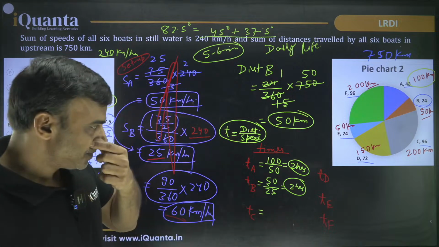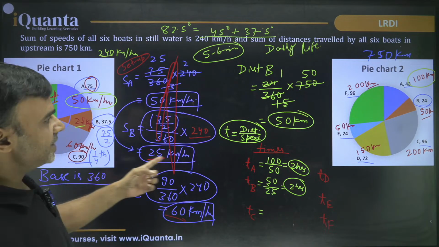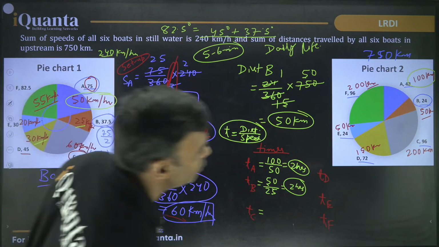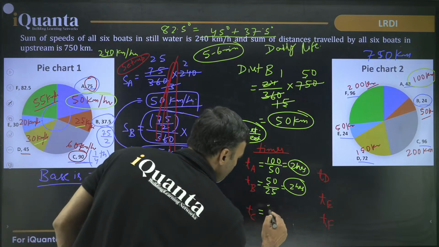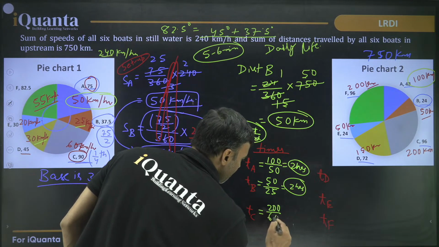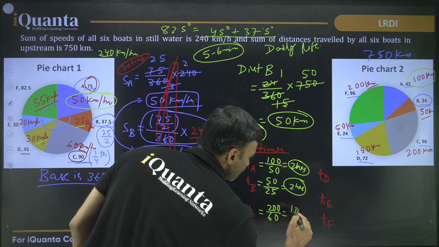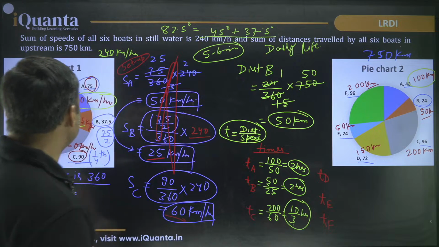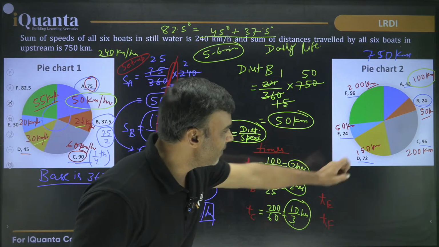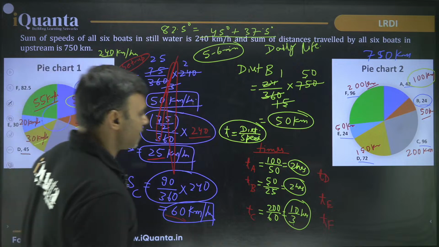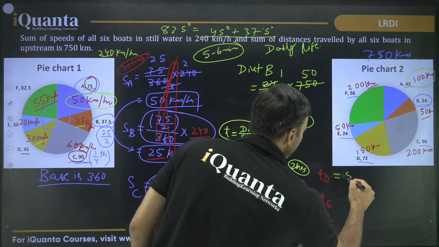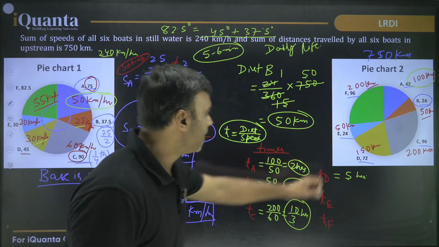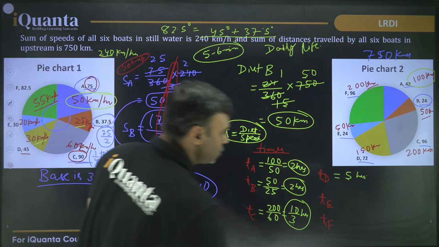Chalo, next one. Time of C. Distance is how much? 200 kilometers, divided by 60, hai na? So 200 divided by 60. 20 by 6, 10 by 3 hours. Let it be in fractions. Don't convert in decimals. Time of D. What is time of D? Time of D is 150 kilometers divided by 30. Can I just write 150 by 30 hours? Do I need to mention everything? That you decide. Time of E. 50 kilometers divided by 25, that is 2 hours.